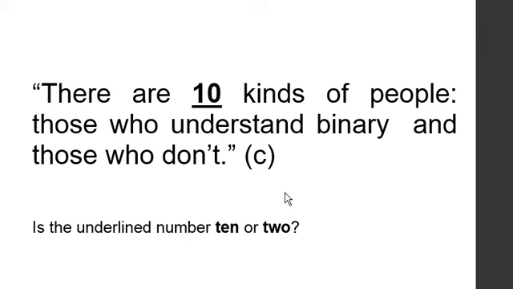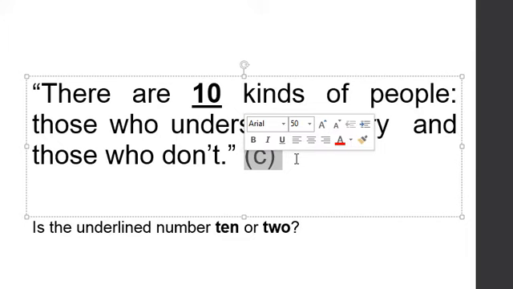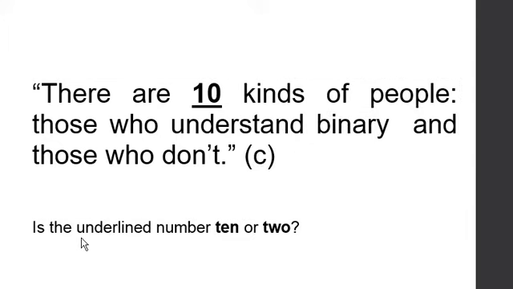Let's start with this line. There are 10 kinds of people, those who understand binary and those who don't. By the way, this is a copied line from the internet. So is the underlined number 10 or 2? We will find out later.